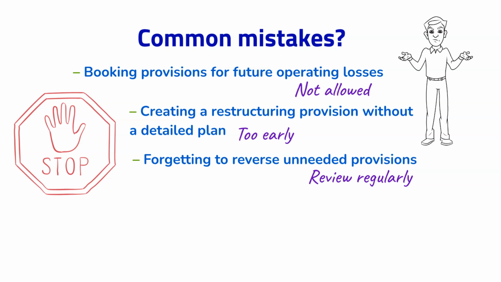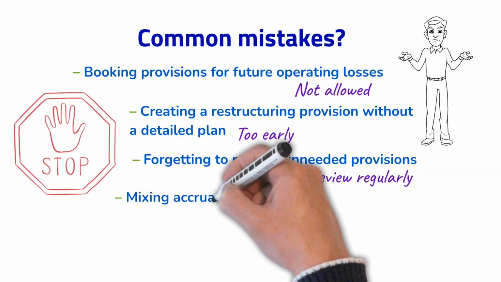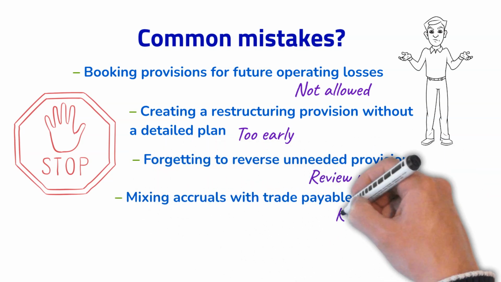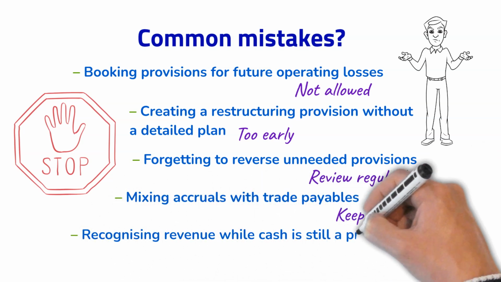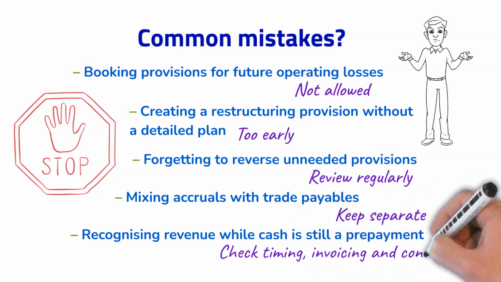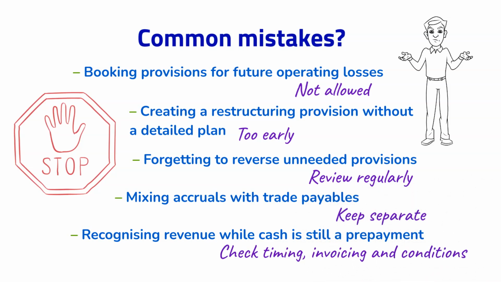Review them regularly. Mixing accruals with trade payables. Keep those separate. Recognizing revenue while cash is still a customer prepayment. Keep an eye on timing. Fix all of this with clear criteria, schedules and monthly reviews.